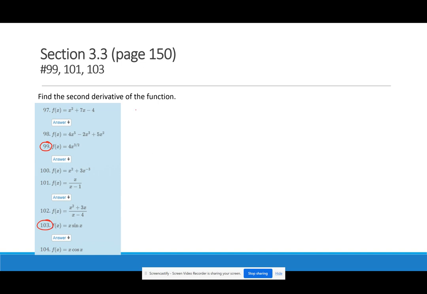Okay, so if I look at question 99, the original function is 4x to the 3 halves power. So the first derivative would be 4 times 3 halves times x raised to the 3 halves minus 1. And you would probably have done that part in your head. So then that 4 times 3 halves turns out to be 6, and the 3 halves minus 1 turns out to be 1 half. On that one, you probably would see the answer written that way, but that's equivalent to this.